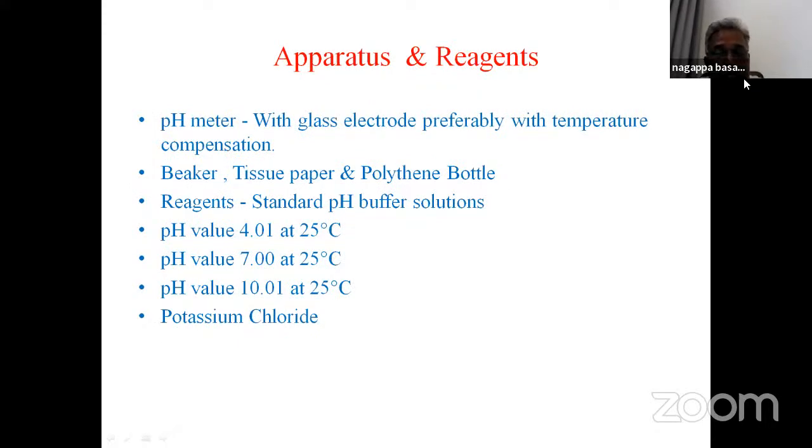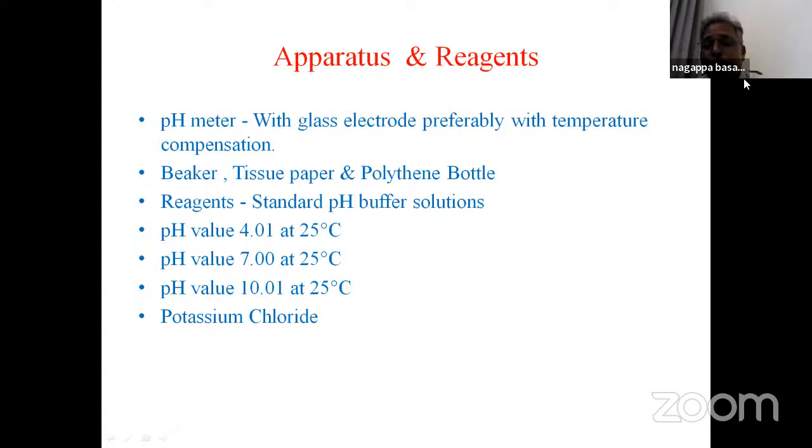What are the things that are important? Just beakers, tissue paper, polythene bottle. And 3 buffer standards are required. Very good buffer standards are required to calibrate the equipment. Please don't use uncalibrated equipment. Please, you have to calibrate all the equipment.